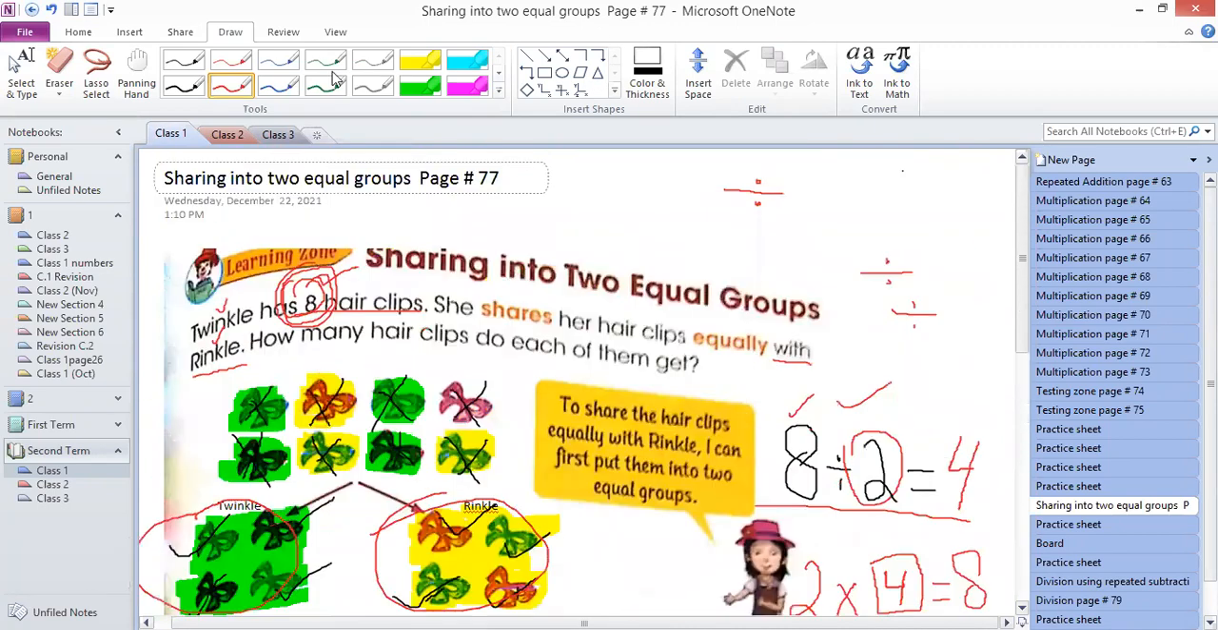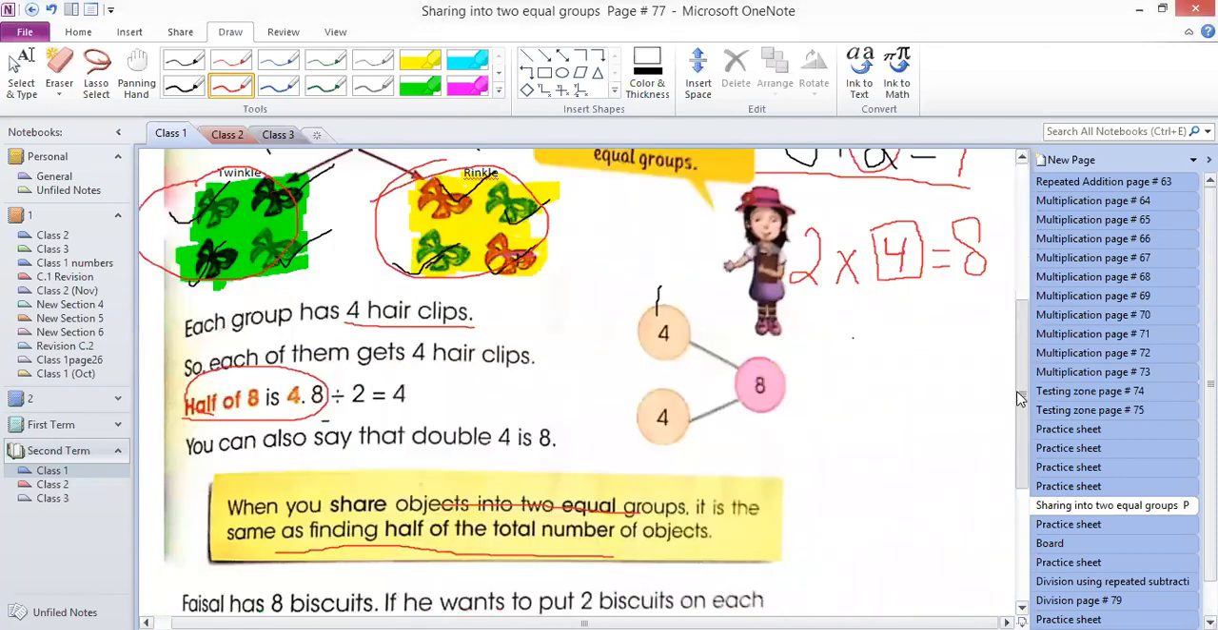So guys, up to here, is everything clear to you? Yes, sir. Very good. So let's start with the discussion of half and double.